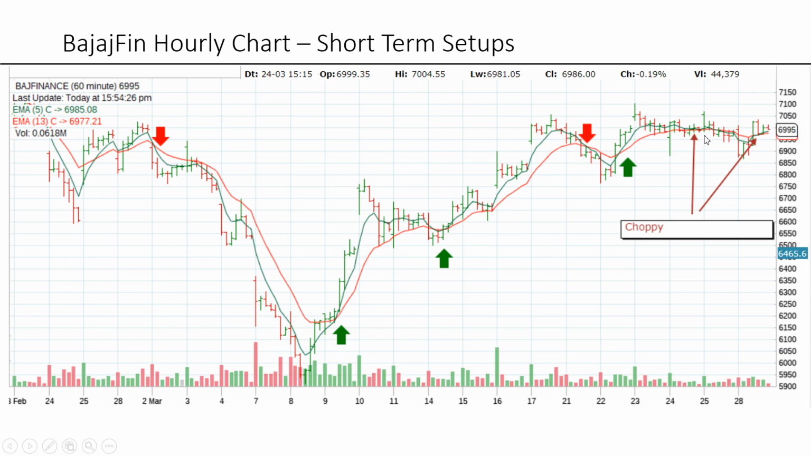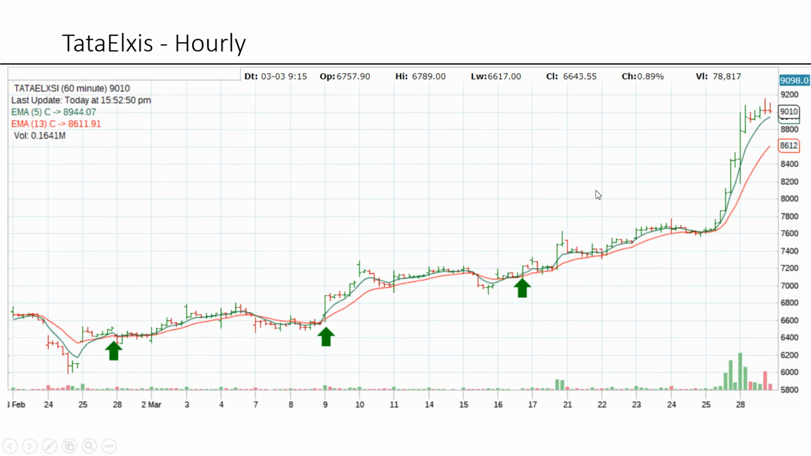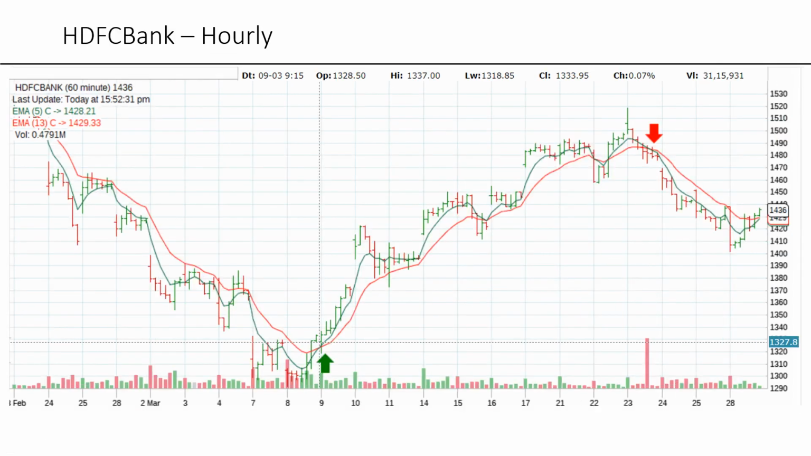Of course, the market will be sideways and there will be times when we will not make much money. So in the choppy market, we should learn how to find the choppy signals or the fake signals and try to avoid them. Now we have another example on the hourly chart of Tata LXI. We have 3 buy signals, I think, in the last 1 month, and all have given a very good return. The last one has given a very good return from 7,200 all the way till 9,000. So yeah, it's very explicit that it is working very well.